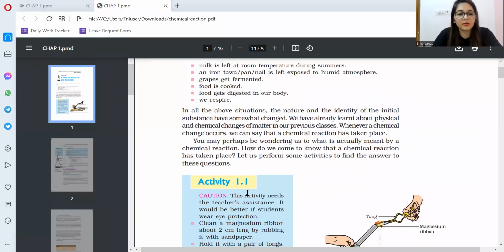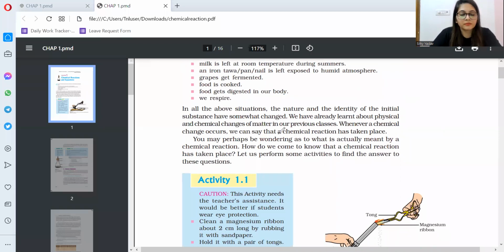So now you may be wondering what is actually meant by a chemical reaction. Like I just told you, the curdling of milk, the digestion of food, whatever I am telling you, if I am not writing it in the form of an equation, it will be a chemical process. When I say the milk got curdled, I am telling you that some chemical process has taken place. But if I write that in the form of an equation, then I am saying that this is the chemical reaction that is taking place.